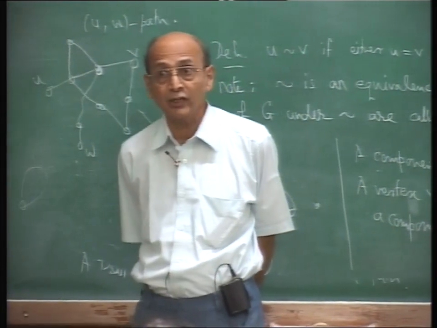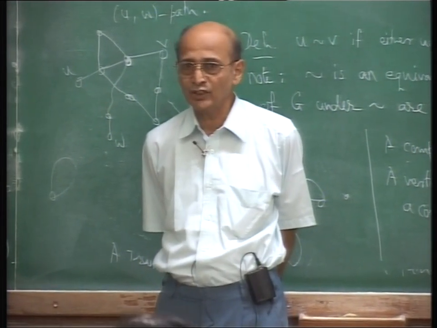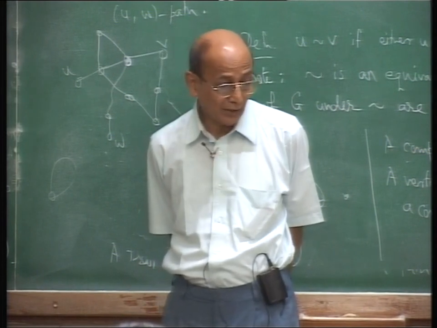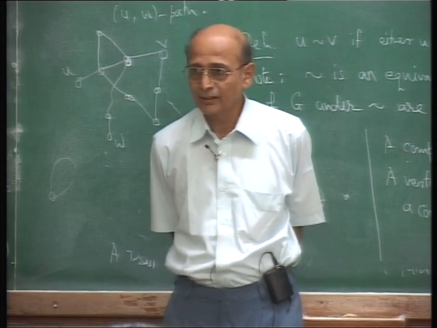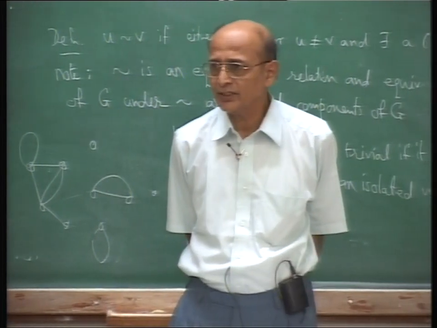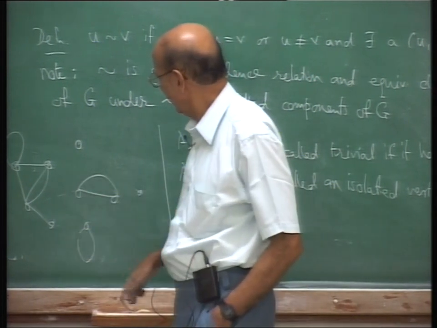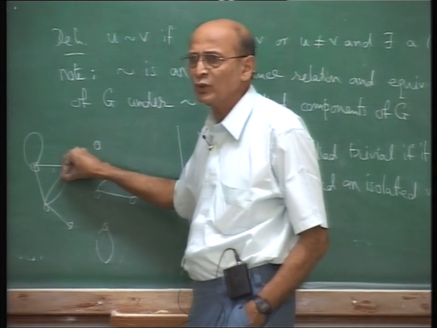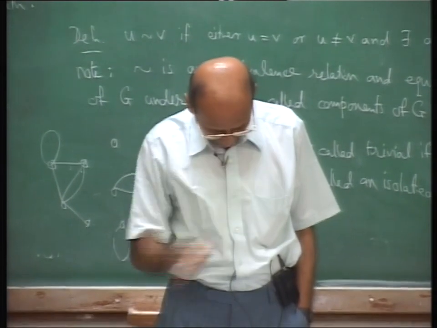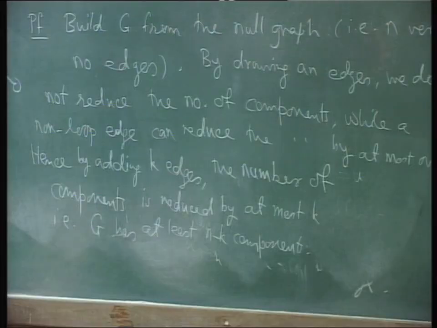So a connected graph on n vertices has to have at least n minus 1 edges. That doesn't mean it will become connected. Just because you draw n minus 1 edges, they have to be drawn in such a way that you connect things, exactly as I showed to you. If I draw a further edge here, that is no good at all. Okay. All right.